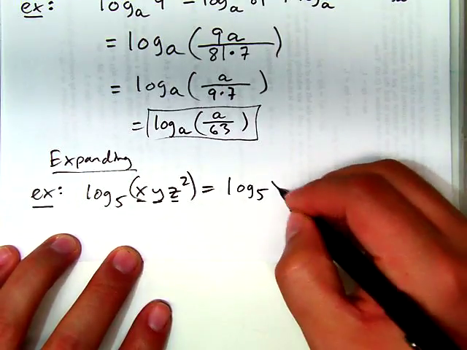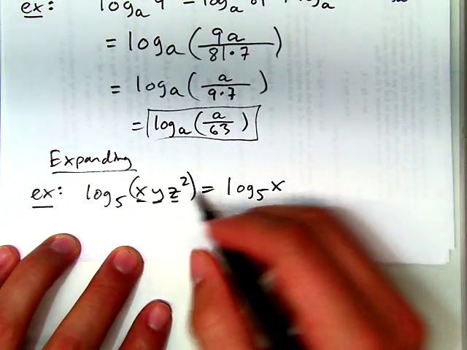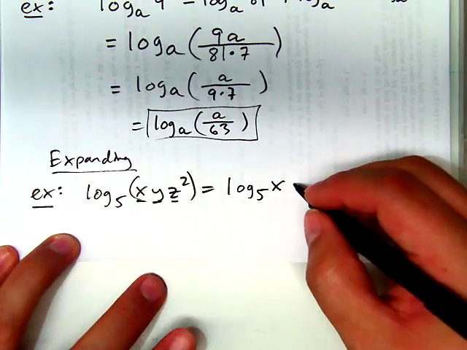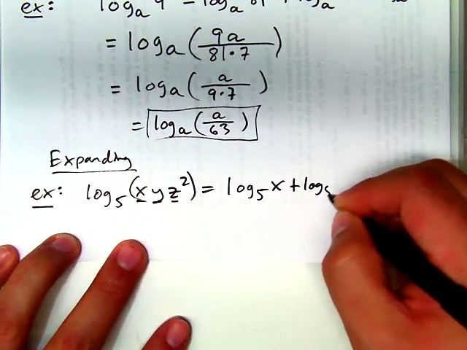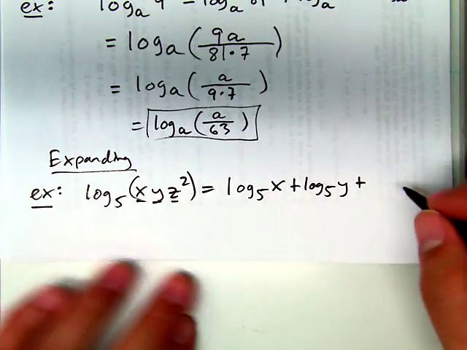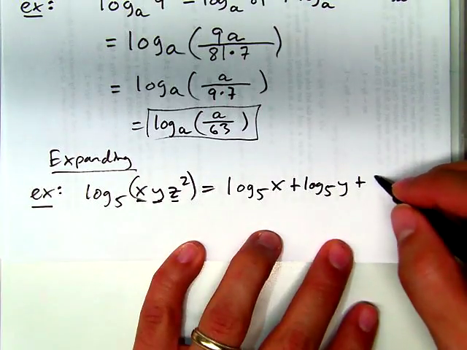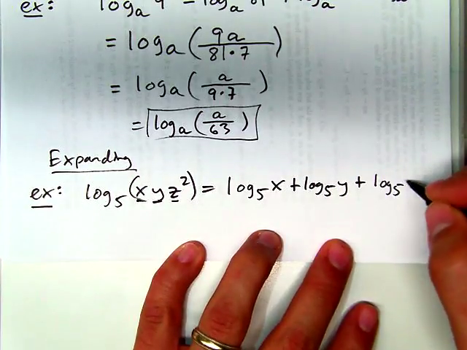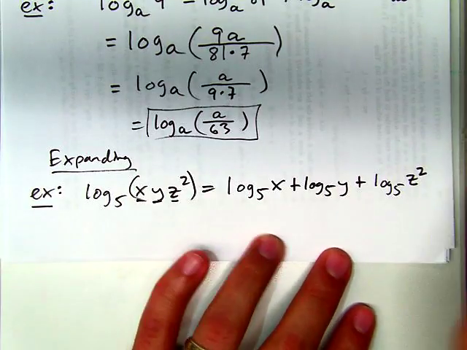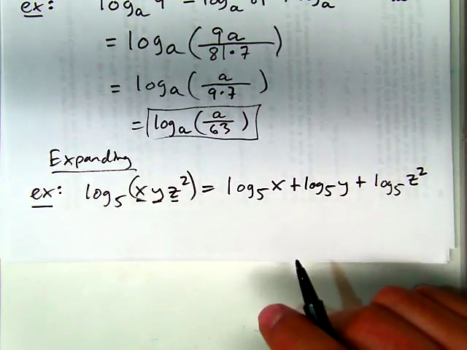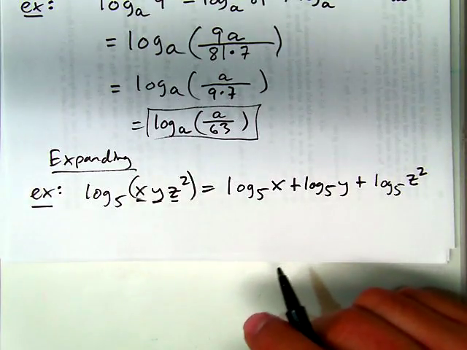Log base 5 of x, and since this is all multiplication, we're just going to add all 3 logs together. So log base 5 of x plus log base 5 of y plus log base 5 of z squared. Okay?